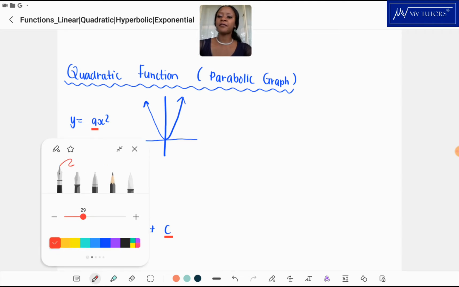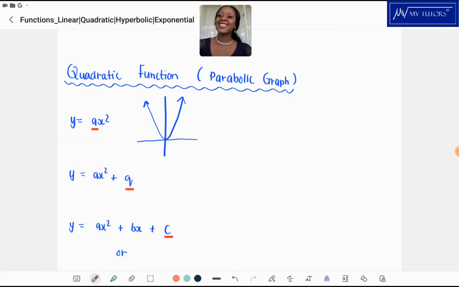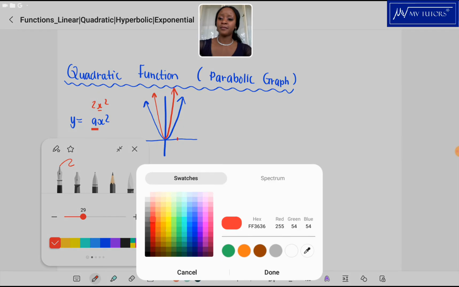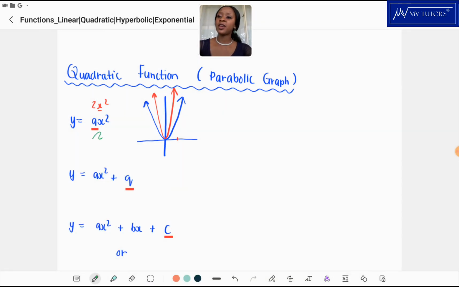If you're going to have a value bigger than 1, then your parabola tends to be quite narrow. So let's say you have 2x squared. Whenever you substitute values here in the x, like 1, 2, and 3, you're going to see that by the time you get to 3, 3 squared is 9, and 9 times 2, your value here will be 18.